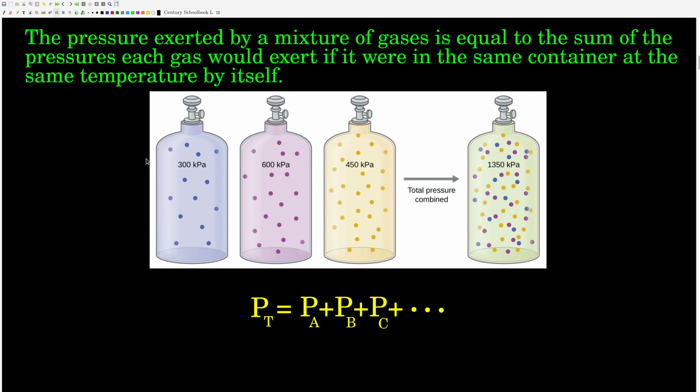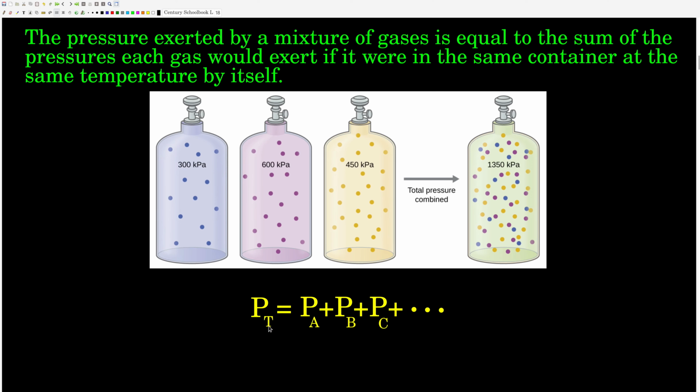So if we have, say, three gases here, all in the same size container, all at the same temperature. One's at 300 kilopascals, one's 600 kilopascals, another 450 kilopascals. If we combine all these gases into a container that's exactly the same size at exactly the same temperature, the total pressure in there is just the sum of these pressures right here. 300 plus 600 plus 450 is 1350 kilopascals.